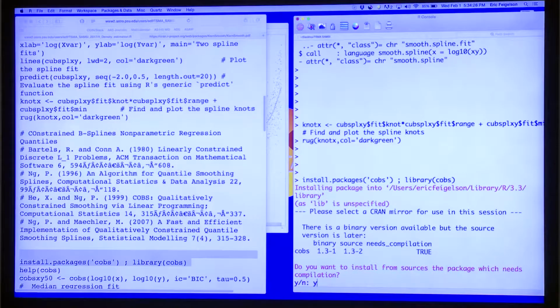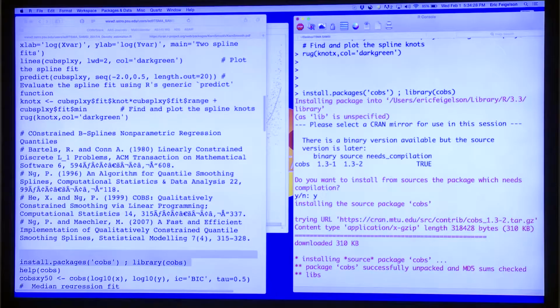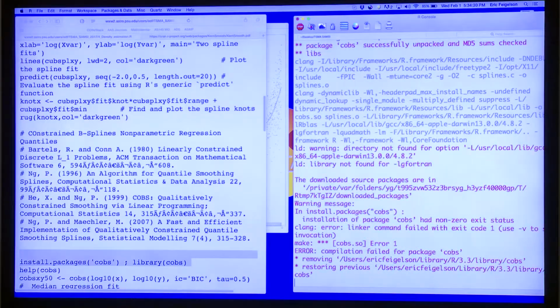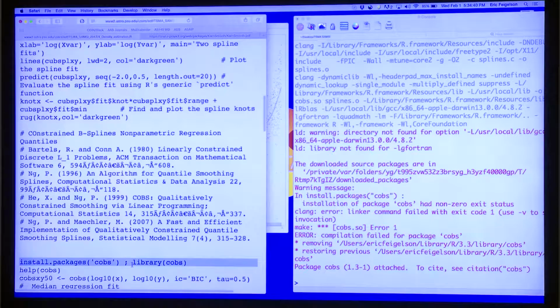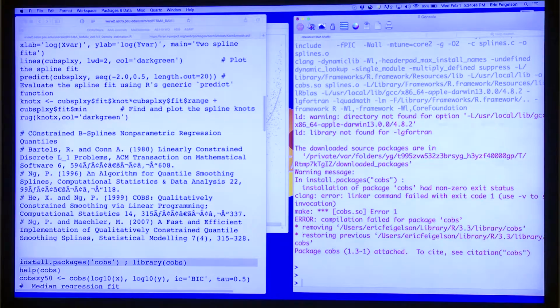That's funny. Yes. I don't know why it's compiling it with an error. Oh, that's terrible. That's not supposed to happen. It's supposed to work. Maybe it is there. We'll see.